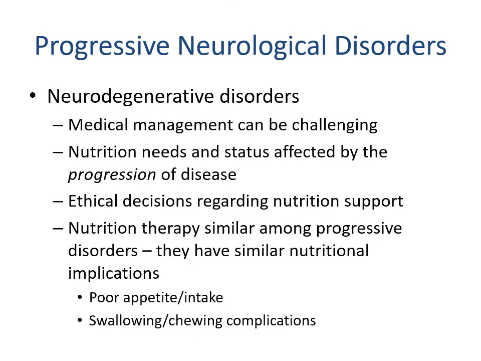All right, so we'll now move into progressive neurological disorders. So we have our neurodegenerative disorders, in which the medical management can be challenging, and nutrition needs and status may be affected by the progression of the disease. We're going to usually have to make ethical decisions or speak with the family about ethical decisions regarding nutrition support. But the nutrition therapy is pretty similar among progressive disorders, so they have similar implications long term, with poor appetite and intake and swallowing and chewing complications long term.